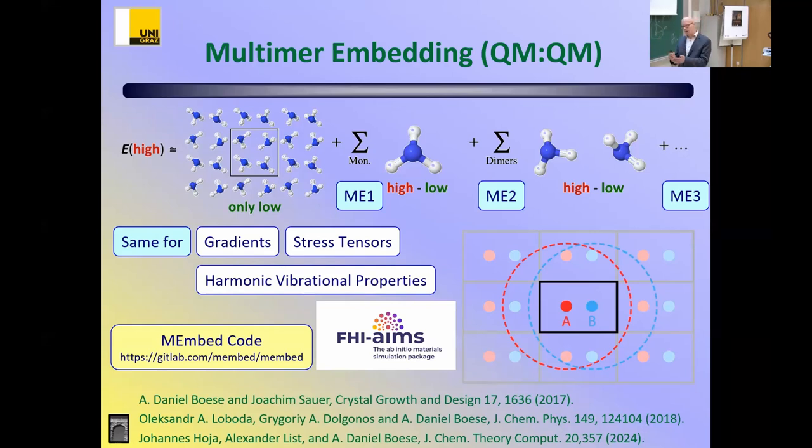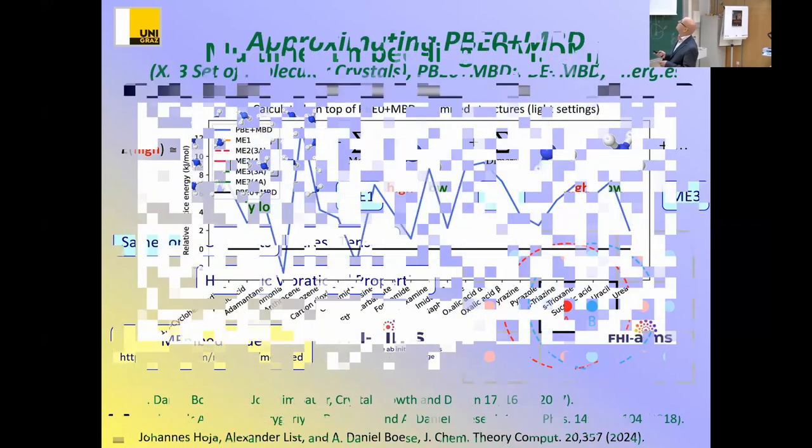And if the two functionals stay rather similar, we get very, very good results. We can do the same thing for gradients and stress tensors and for harmonic vibrational properties, like I said. So this is a big advantage of this mechanical embedding. Have our own code, use this with FHI instances.